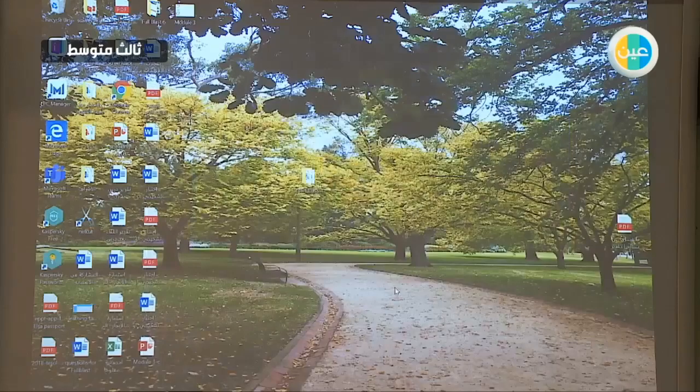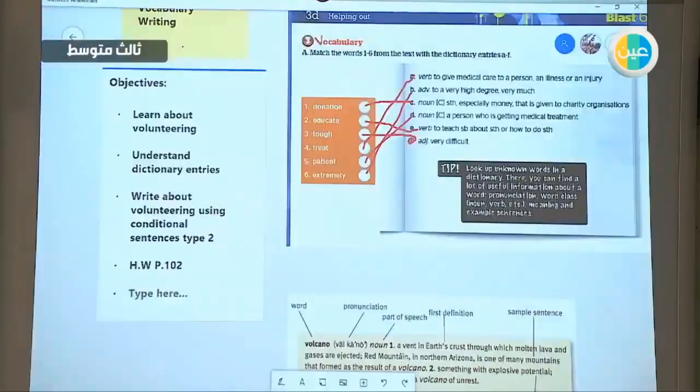Let's wrap up and make a quick revision for our lesson. We learned some vocabulary related to volunteering. We tried to figure out the meaning of the words or to look up the meaning of the words in a dictionary entry and understand the abbreviation of each word. We wrote some sentences about volunteering using conditional sentences type 2. I hope that you understand the lesson of today and that it was clear for you.